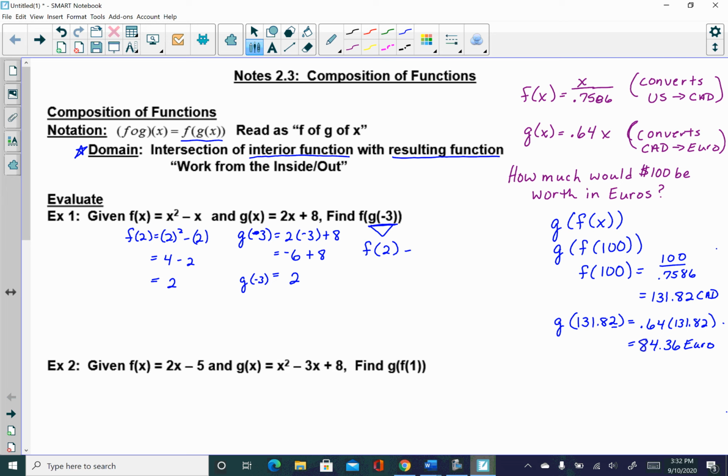So f of 2 then is 2. And that 2 there is your final answer. So we can ultimately say that f of g of -3 is equal to +2. And that would be your final answer.